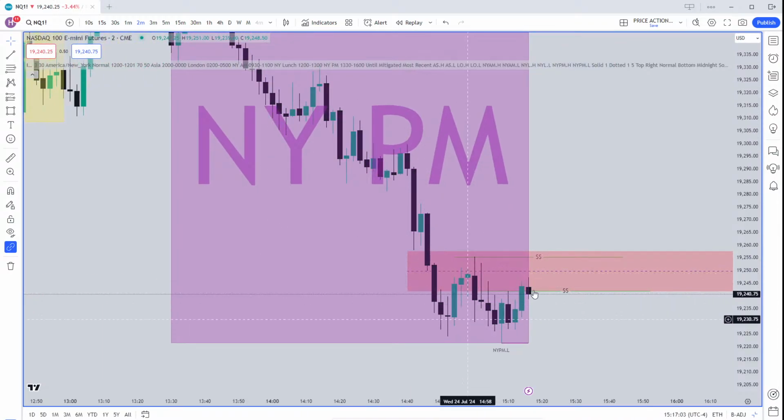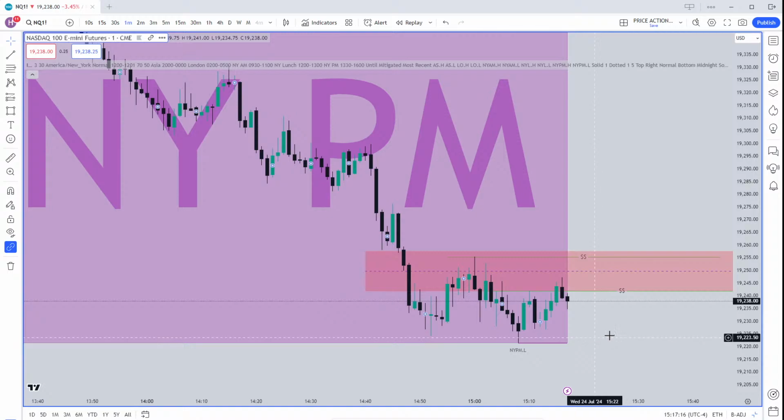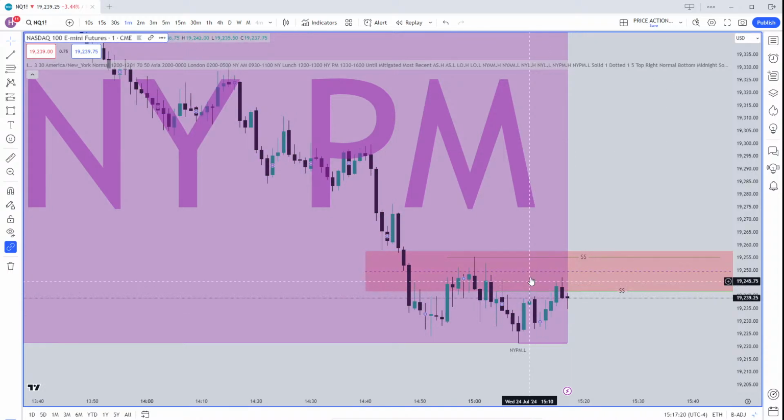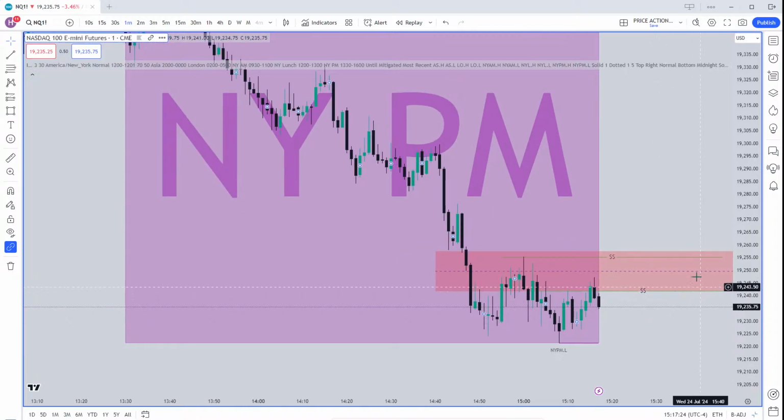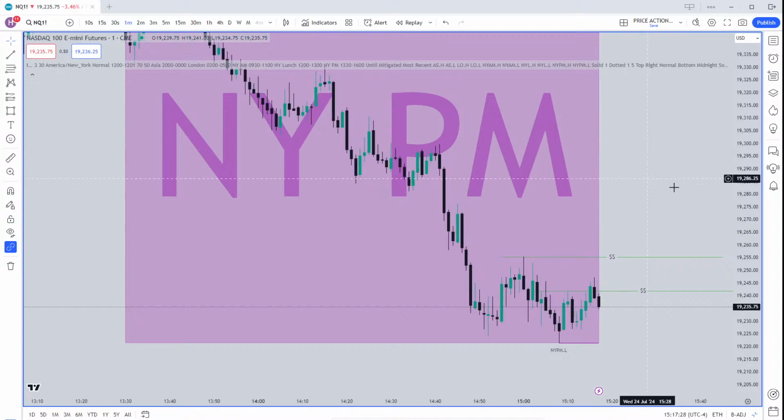Okay, so we took out these highs right here on the 2-minute. There's a higher time frame on the 5-minute. And we are on the 1-minute. Okay, so I'm going to take these highlighted areas out.